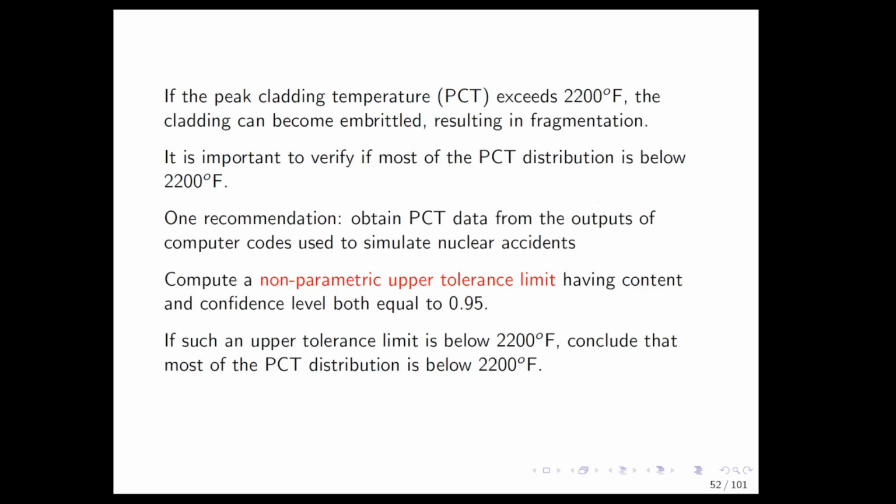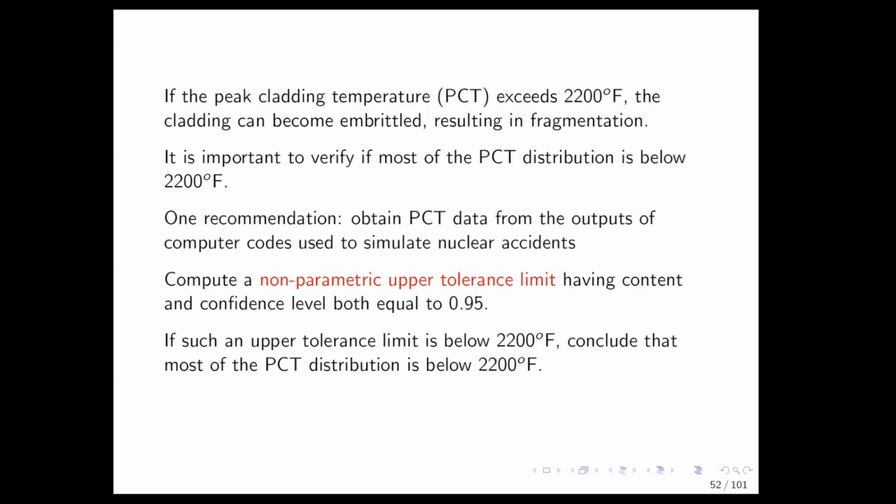So the way they verify if the plant is safe is as follows. You obtain data on the peak cladding temperature based on output from computer codes, so that you are actually simulating a nuclear accident. Obviously, you cannot get actual data on a nuclear accident. So you simulate the data, and then using the simulated data, you compute a non-parametric upper tolerance limit, having both content and confidence level equal to 0.95. If the upper tolerance limit is below 2200, you conclude that the PCT is mostly below 2200, and we conclude things are probably safe. This is how it is done.